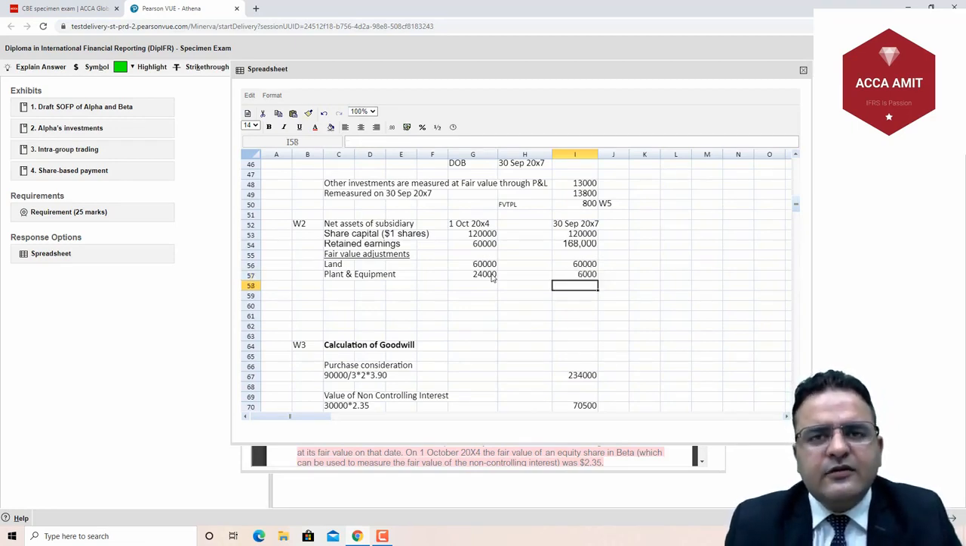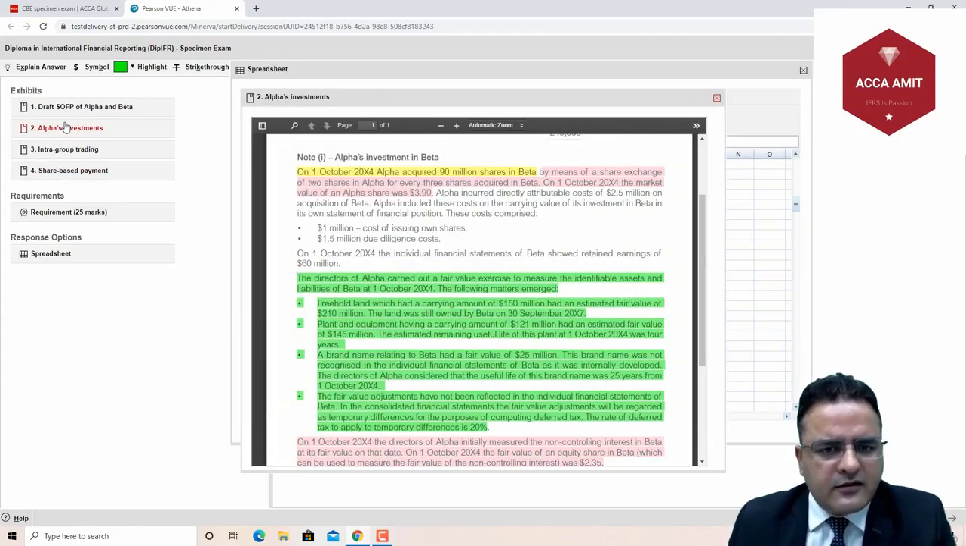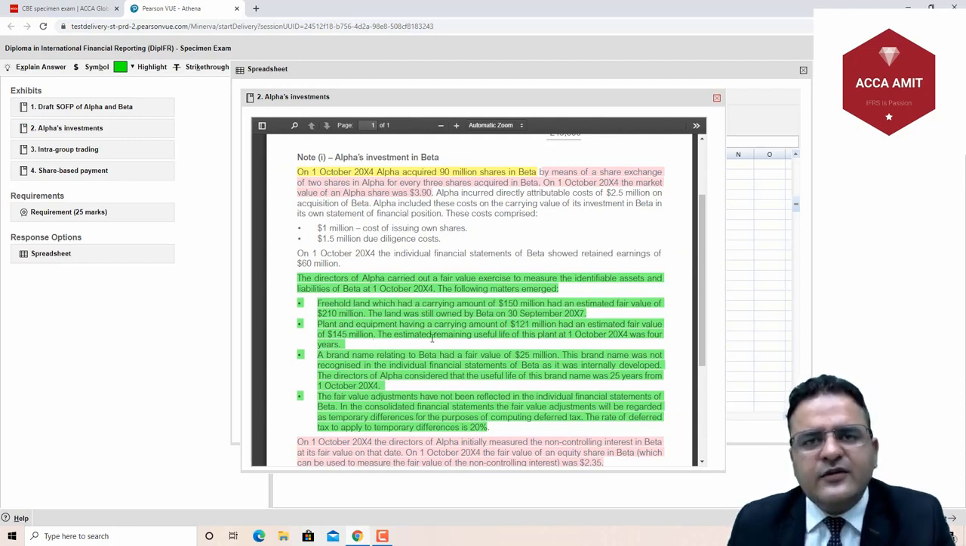So 3 years depreciation have already happened on this plant and equipment. There's a total increase of 15 plus 9, 24, 4 years life, that means 6,000 depreciation every year. 3 years have already passed, 1 year depreciation pending. Remaining life was 4 years. So this is the final year. So on date of balance sheet on 30th September 2007, the value remaining is 6,000.